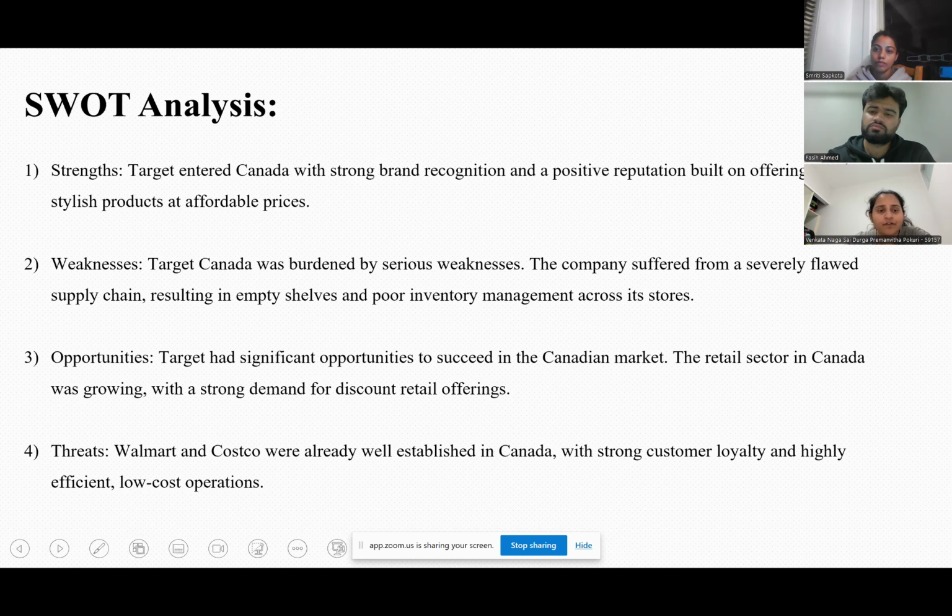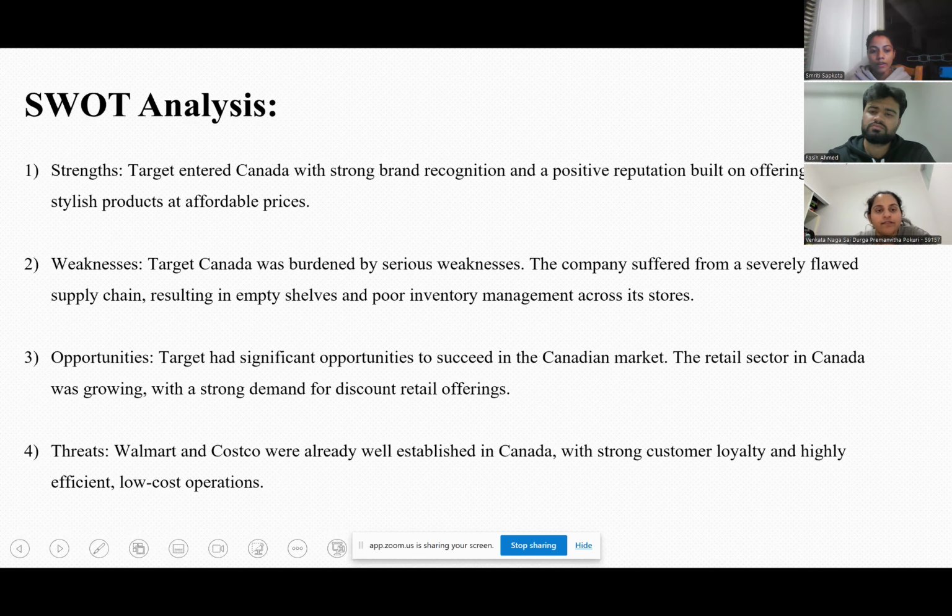The company suffered from a severely flawed supply chain, resulting in empty shelves, poor inventory management, and many more problems. And their expansion strategy was not suited to the Canadian market. By opening 100 stores in a short time, their operational capabilities did not allow them enough time to refine the process and correct their early mistakes.